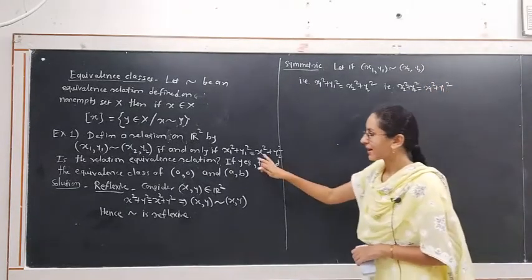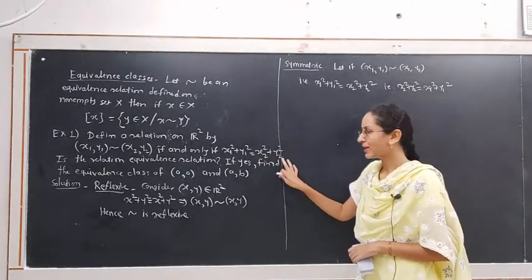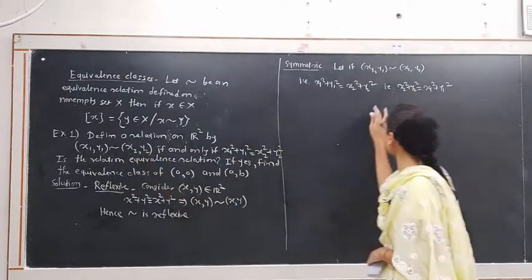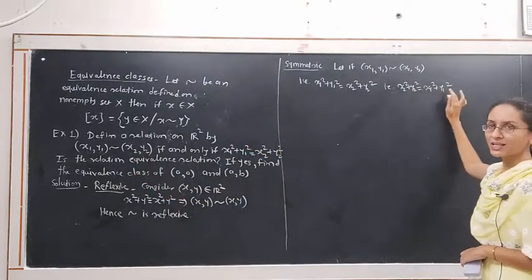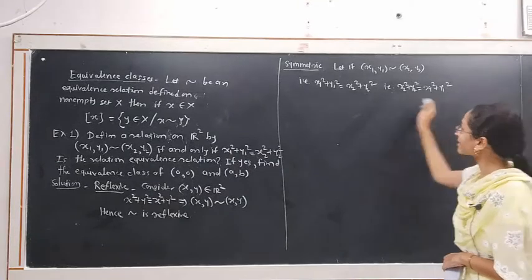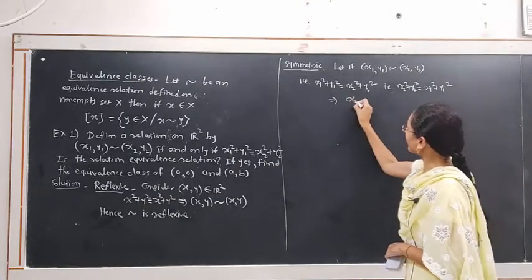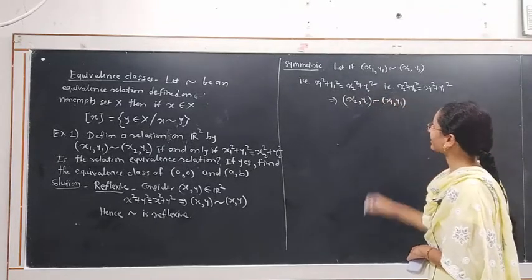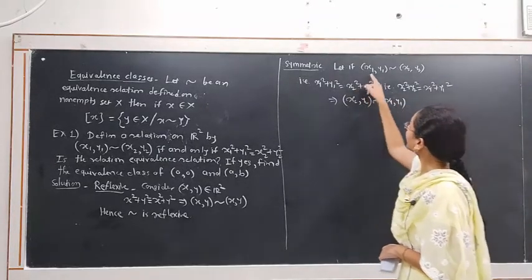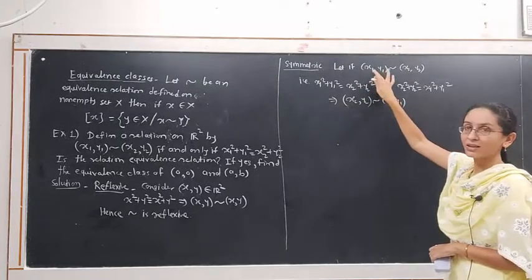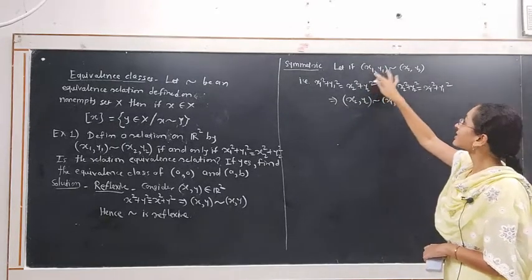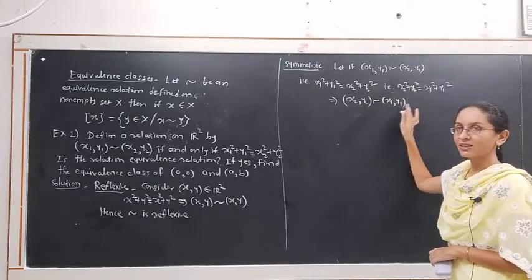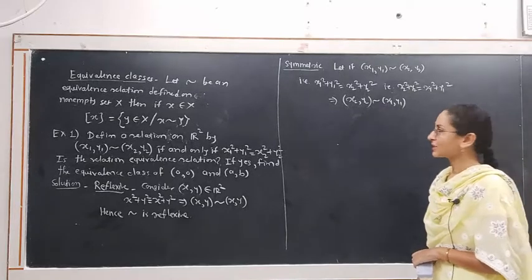If x1 square plus y1 square equals x2 square plus y2 square, then the ordered pair (x1, y1) is related to (x2, y2). Here x2 square plus y2 square is equal to x1 square plus y1 square. Hence (x2, y2) is related to (x1, y1). Therefore, if x is related to y, then y is related to x. Therefore, R is a symmetric relation.